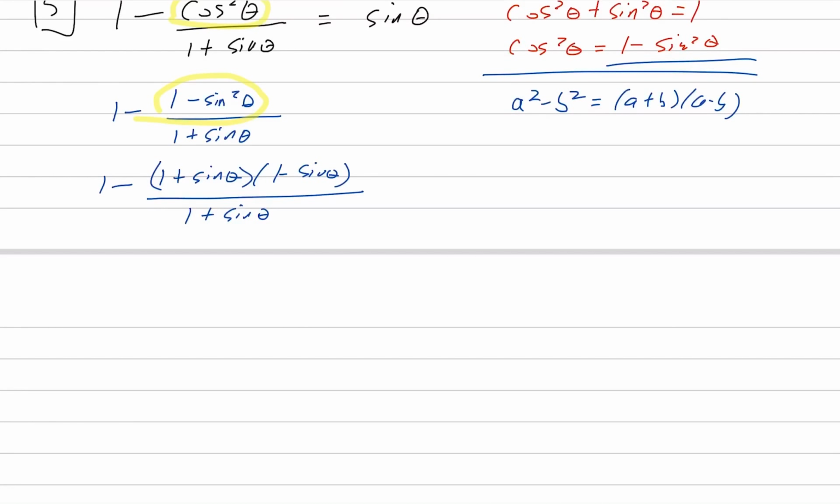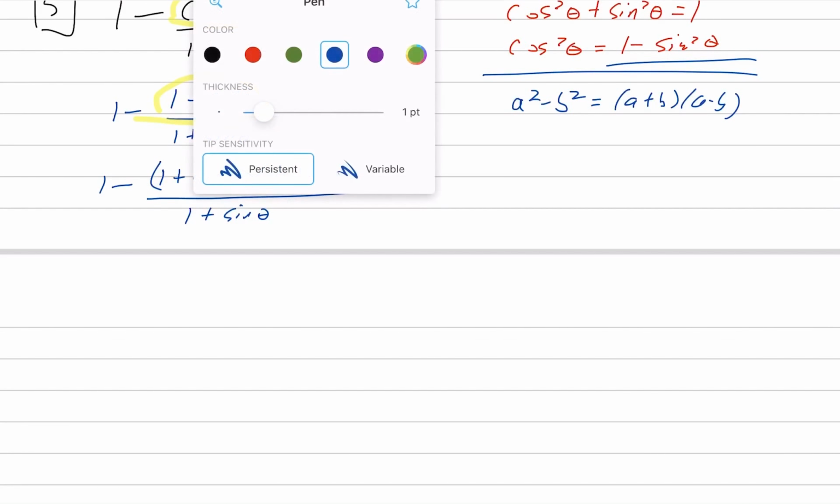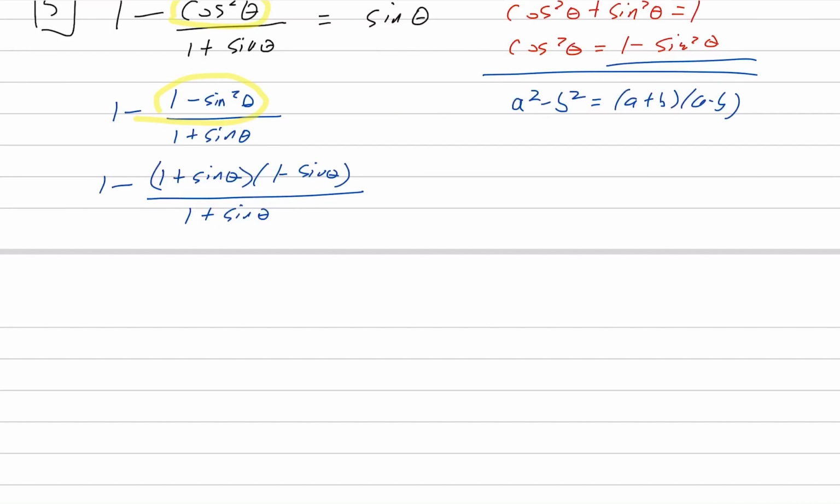Now, we simplify further. We see that 1 plus sine theta over 1 plus sine theta cancels out. Cancellation property. Okay. So now what we are left with is 1 minus, parenthesis, 1 minus sine theta. Distribute the negative sign. I have 1 minus 1 plus sine theta. These cancel out, so we're left with sine theta, just like here on the right side.